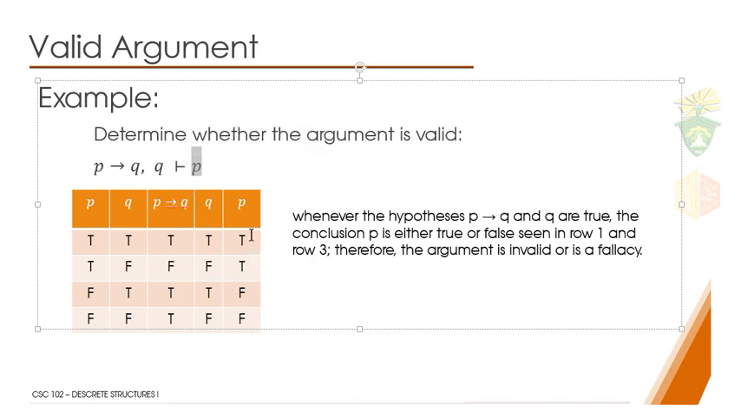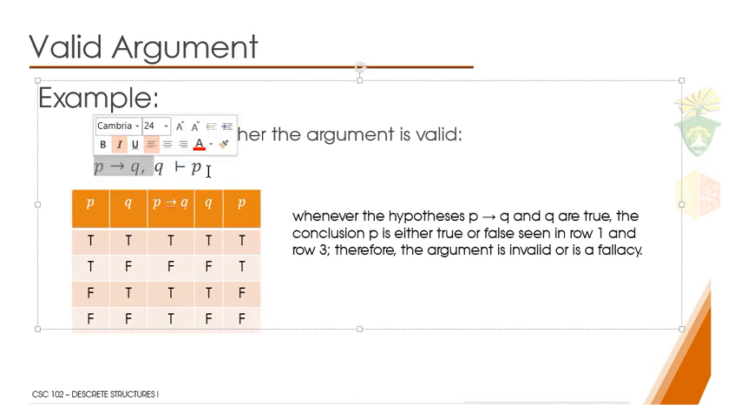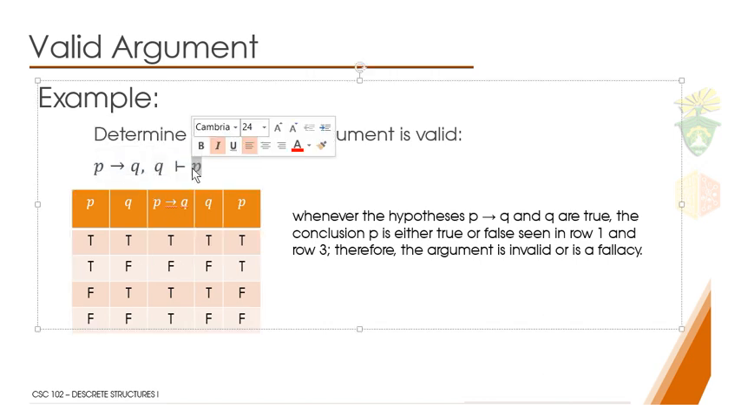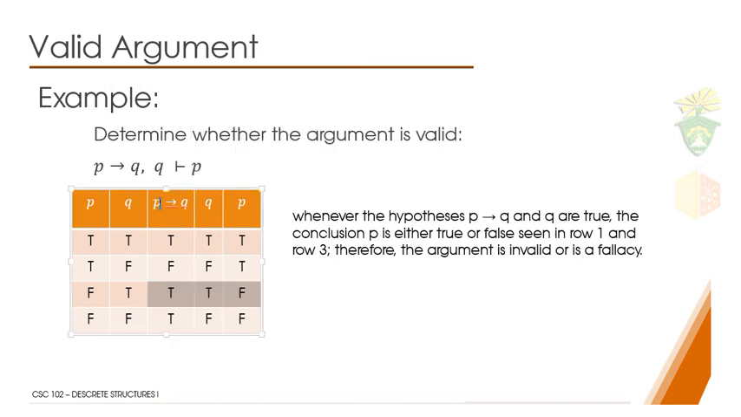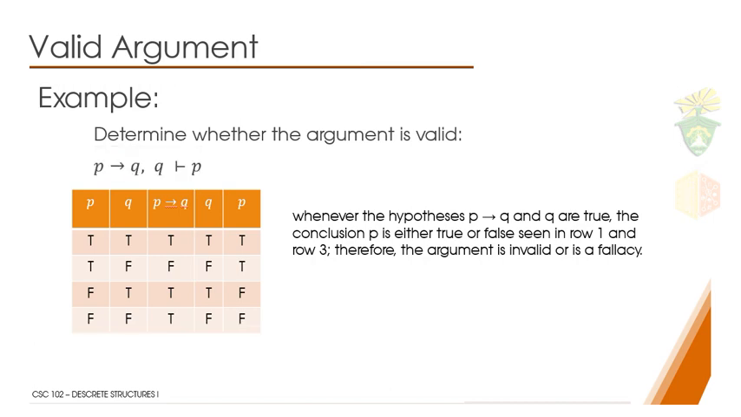Though there is a row where this is true and this is true, that value is disregarded anyway, since we found premises that are true but the conclusion is false using this same argument. Okay, so that is the reason why this argument is a fallacy.